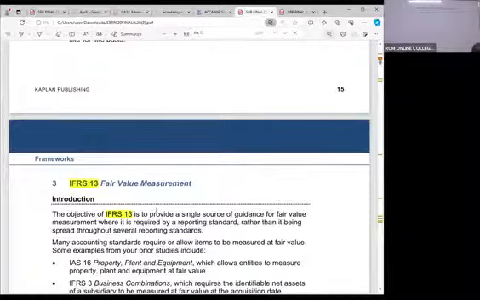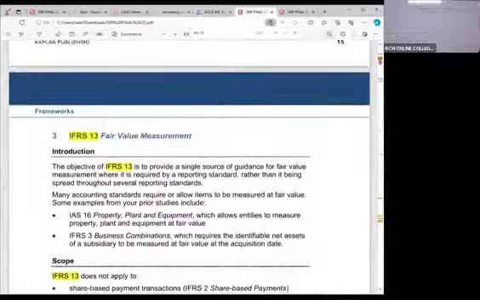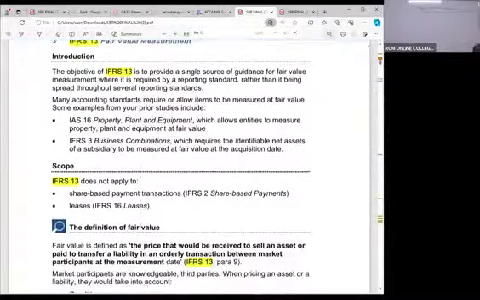The objective of IFRS 13 is to provide a single source of guidance for fair value measurement where it is required by a reporting standard, rather than it being spread throughout several reporting standards. Many accounting standards require or allow items to be measured at fair value. Some examples from your prior studies include IAS 16, where we have property, plant, and equipment; it allows entities to measure property, plant, and equipment at market value, at fair value.